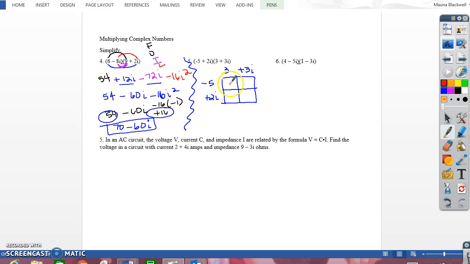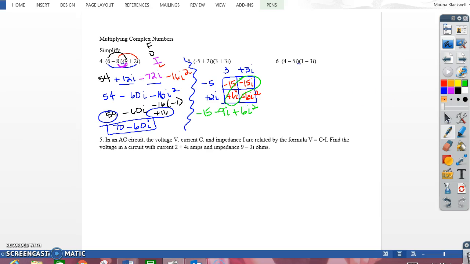We're going to multiply 3 times negative 5, which is negative 15. Here, we would multiply 3i times negative 5, which is negative 15i. Here, we would do 3 times 2i, which is 6i. And here, we would do 3i times 2i, which is 6i squared. Okay? So, remember that we can combine our like terms. So I have 6i and negative 15i. So I have negative 15, 6i plus negative 15i would be negative 9i plus 6i squared.